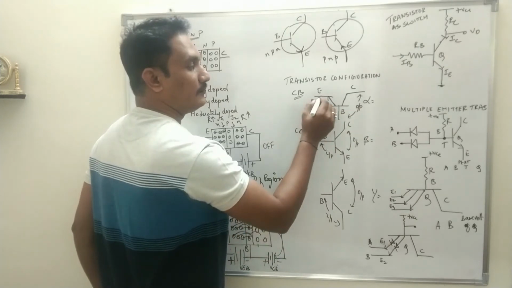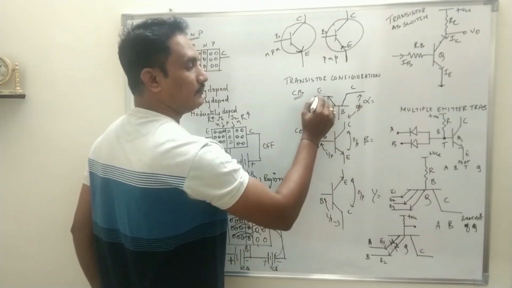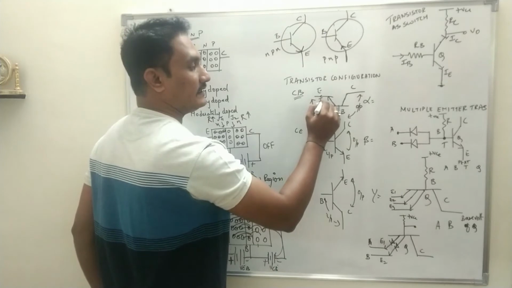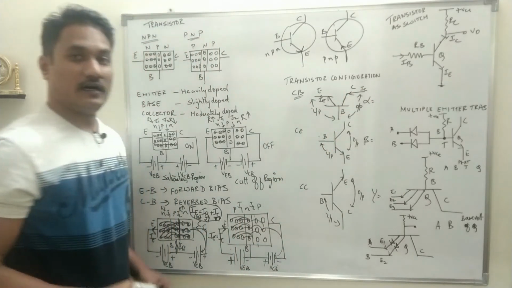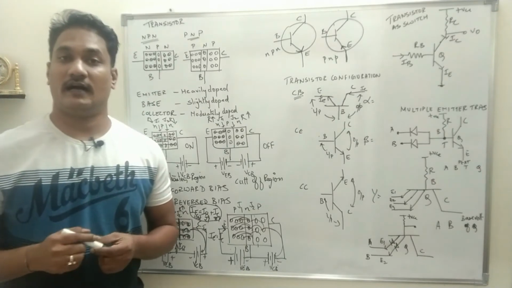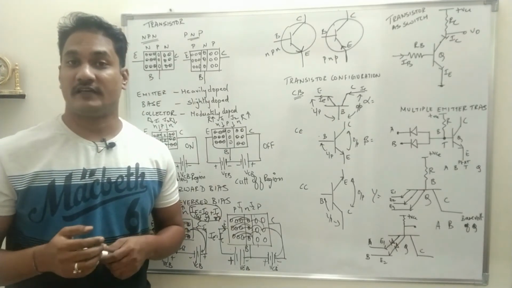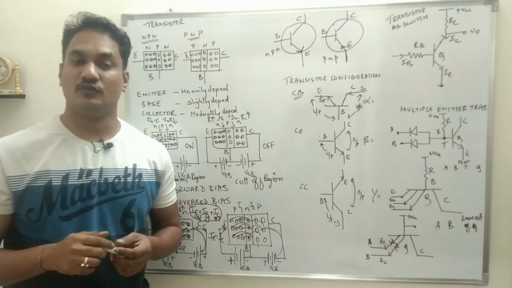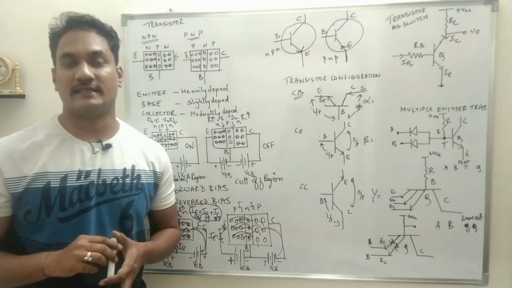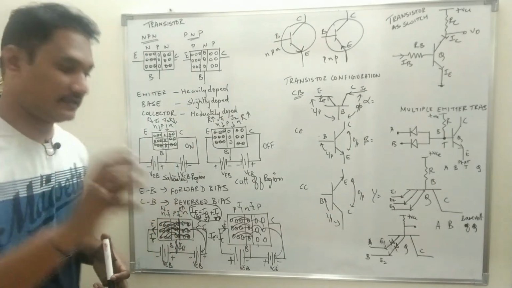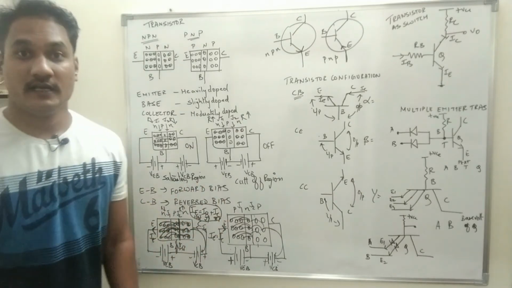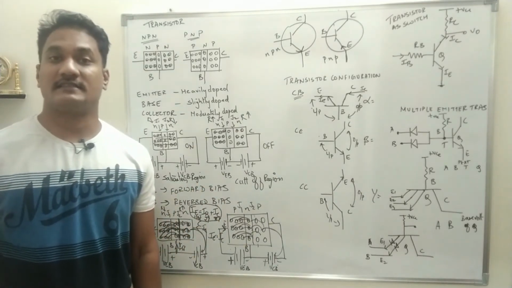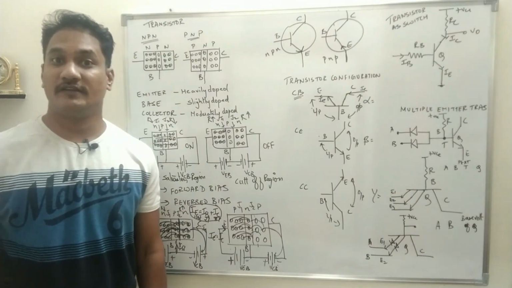So what will be the input current? Base is common, leave it. Input current is IE, output current is IC. So if you want to find out the current amplification factor, see, a transistor can be used as a switch, it can be used as an amplifier. The configuration or the biasing which we have provided is basically for the transistor to work as an amplifier.